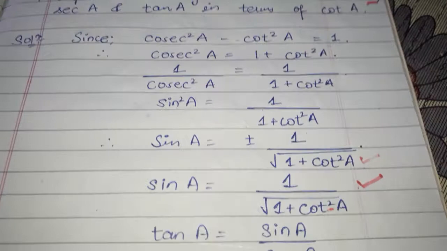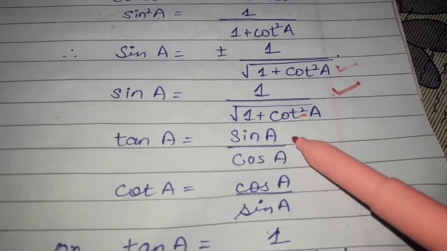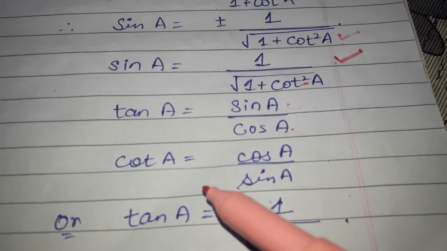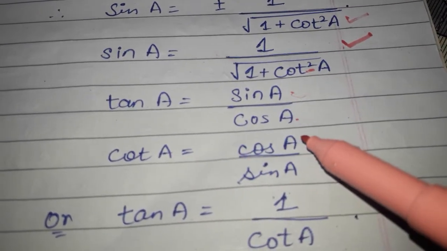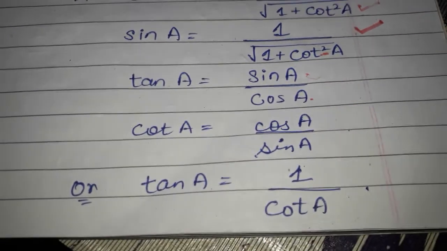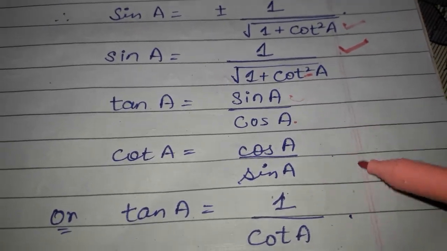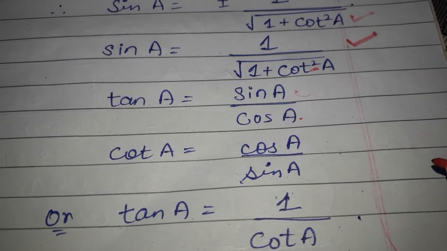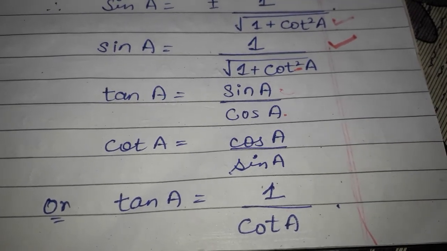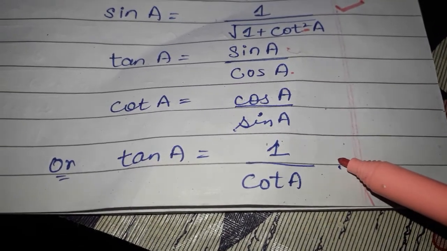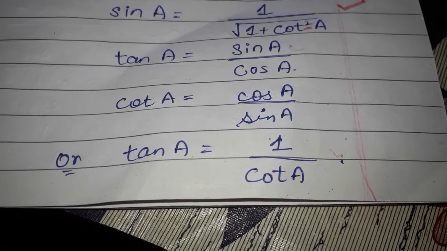Second is tan A. Tan A can be written as sin A upon cos A, or you can say cot A can be written as cos A upon sin A, and tan A is equal to 1 upon cot A. We all know these three identities very well. So tan A can be represented in terms of cot A as tan A is equal to 1 upon cot A.